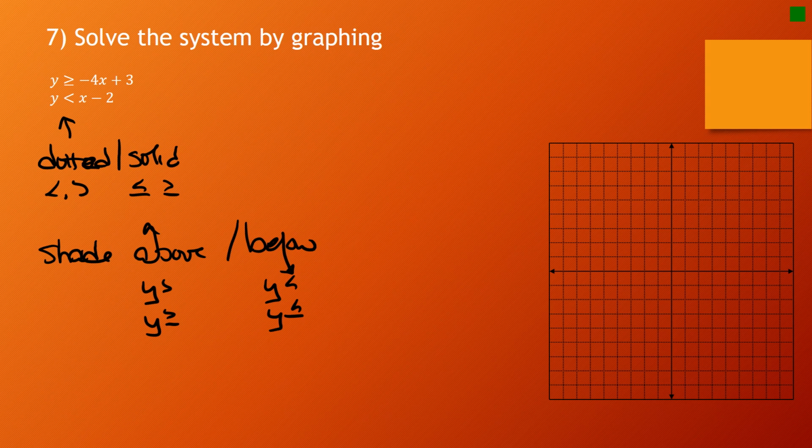So let's go with blue on this top one up here. I'm going to begin at 0, 3, my y-intercept of 3. My slope is negative 4 over 1, down 4, right 1. 1, 2, 3, 4, right. I got a little carried away there. And is it solid or dotted? It is solid. So I am going to make a solid line.